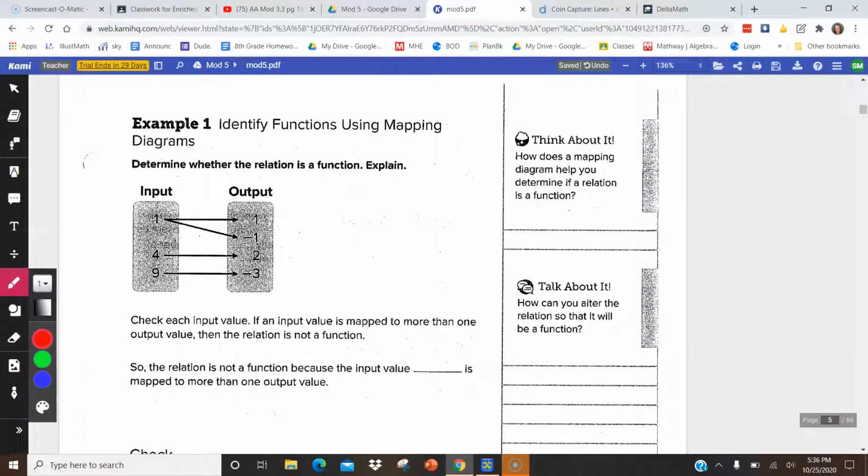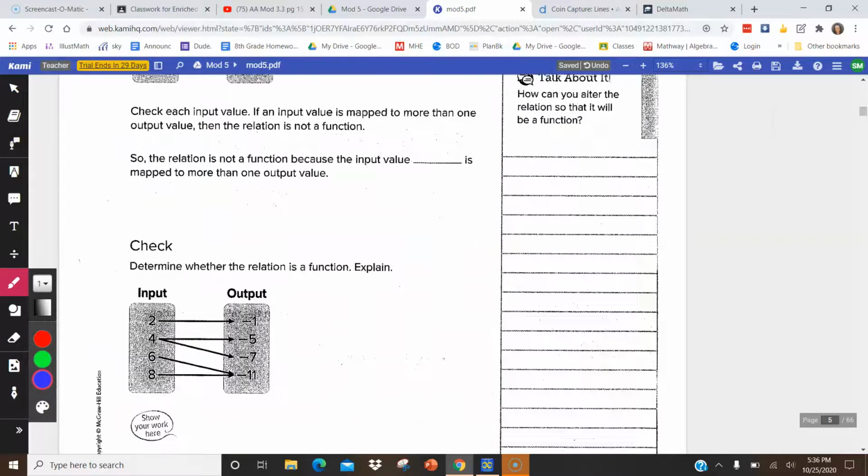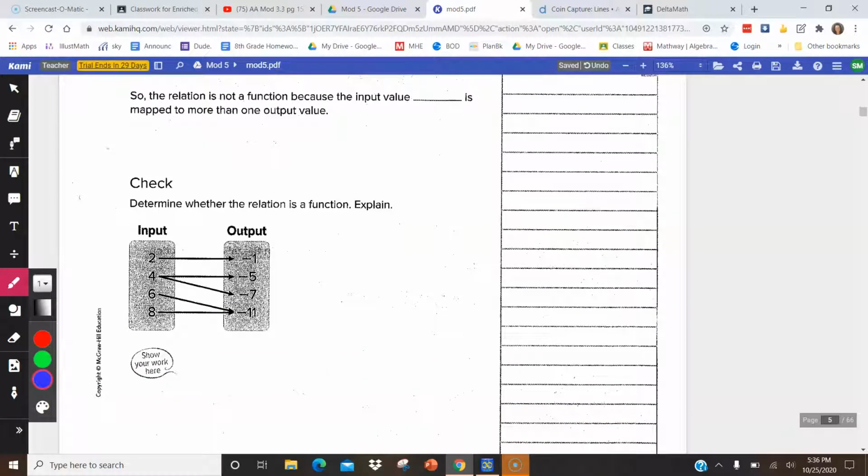So if I'm looking at this, I'm going to identify a function using mapping diagrams. Right now, this is definitely not a function because this input goes with two different outputs. He's hanging out with 1 and -1. We cannot have that. That's just bad stuff. So that's not going to work, right? So it's not a function. That doesn't mean it's not a relation, it's just not a function.